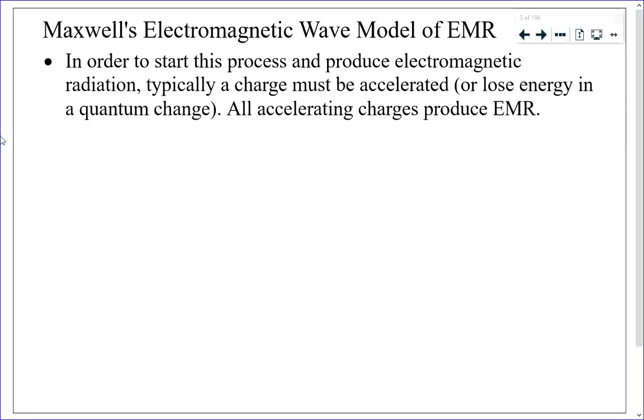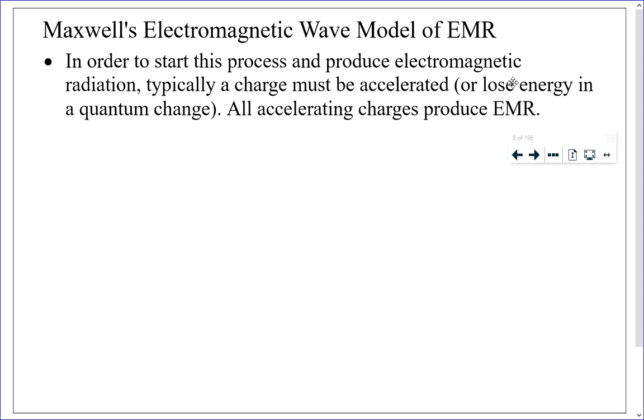Continuing with Maxwell's principles of electromagnetism and the electromagnetic wave that they predict, in order to initiate this process, in order for you to create electromagnetic radiation, usually you can accelerate a charge. And I want to just amend what I just said and make sure that you understand that any accelerating charge will produce EMR. There are other ways to produce EMR, but if you have a charge that's accelerating, EMR will be produced. Essentially, anytime you have a changing electric field or a changing magnetic field, you're going to produce EMR.